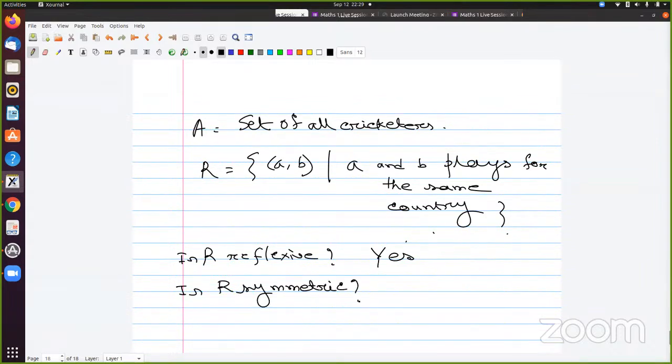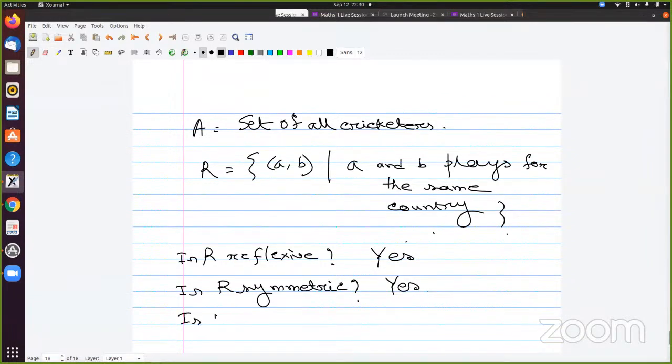Yes, it is symmetric. If A and B are two players, and A and B play for the same country, then B and A are also playing for the same country, right?